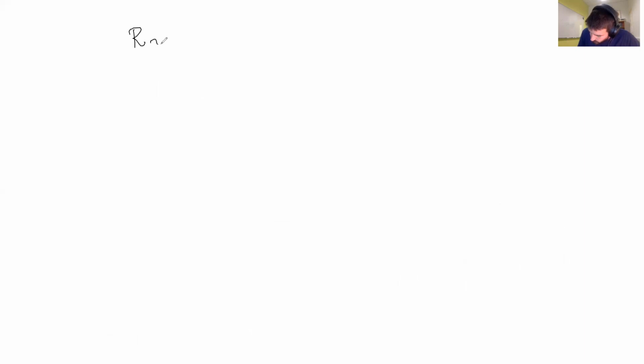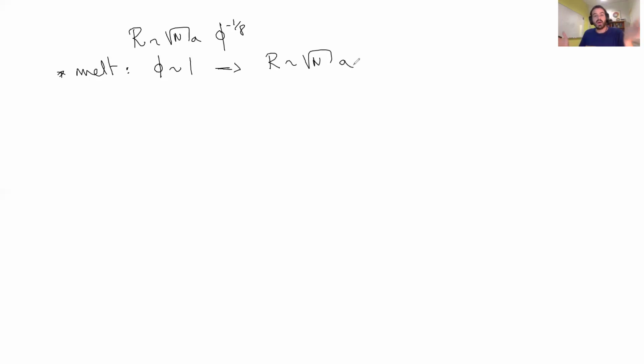So R, I just rewrite it here, is a function of the number of monomers, the size of a real monomer, and the volume fraction of monomers. Look at the melt situation. Melt is described by phi equal to 1. So R is equal to square root of n times a. Good. In the melt situation, we recover the fact that the end-to-end radius is provided by the ideal statistics with the real number of monomers and real monomer lengths.